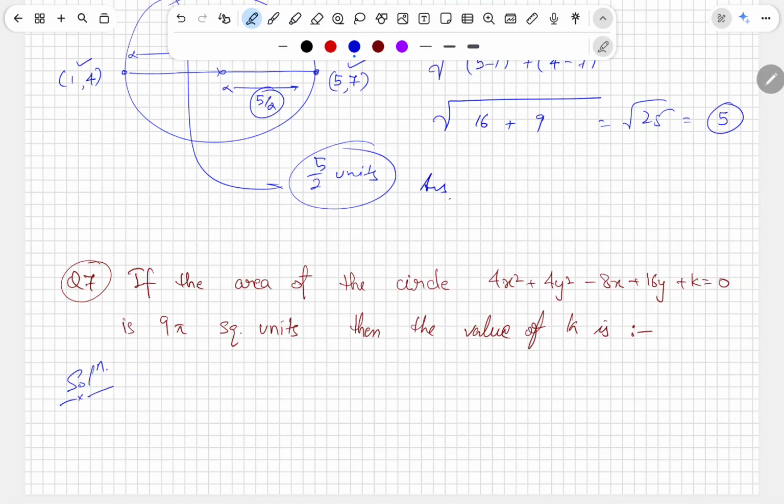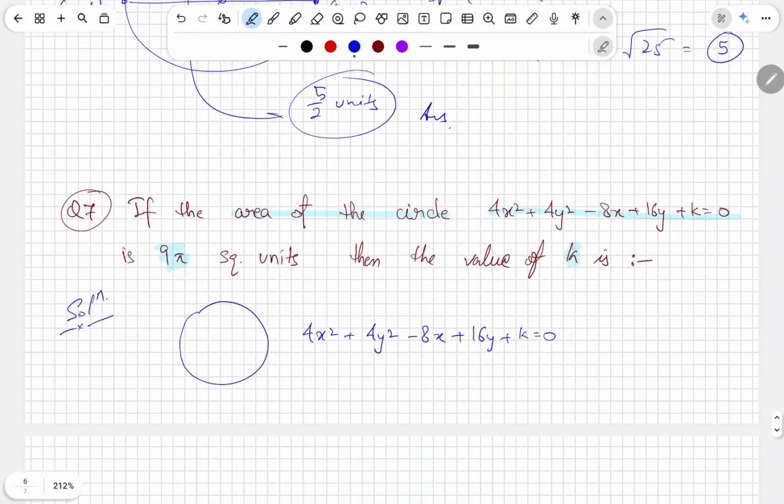Hey guys, let's continue. So I've written down the question. Let's understand. The question is saying if the area of the circle whose equation is given is 9 pi square units, then the value of k has to be found. Let's visualize what is happening. There is a circle whose equation is given, 4x square plus 4y square minus 8x plus 16y plus k equals to 0. This is the equation of the circle.